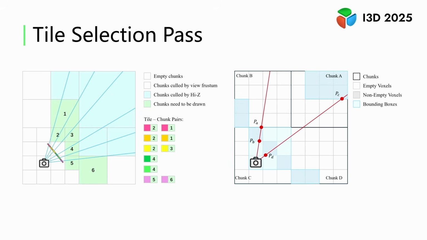We perform high-Z culling on these tiles. After the tile selection pass, we identify which chunks contribute to the corresponding tiles, ultimately resulting in a series of tile chunk pairs. We use a custom tile info structure buffer to store the coordinates of each tile that passed the intersection test and the corresponding chunk ID.